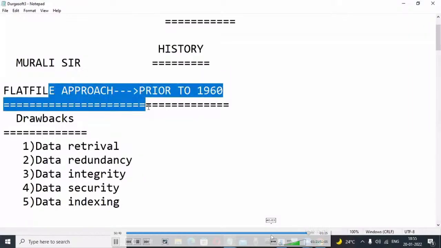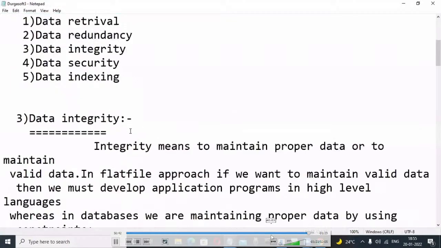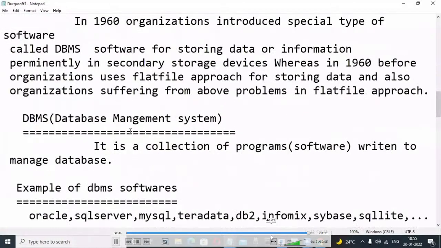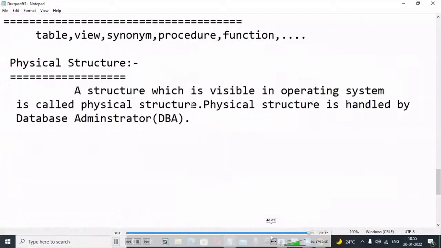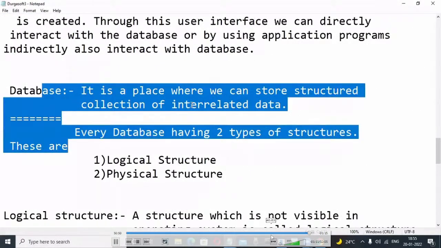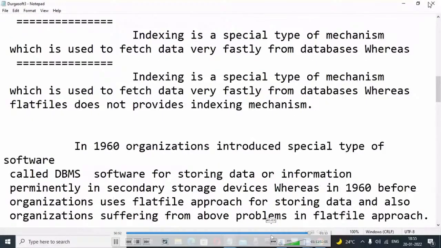In the olden days, the flat file approach was there. What are the drawbacks, we will learn in the middle of the course. Then what is a database? What are DBMS and RDBMS, and what are the differences? These are all things we are learning on one of these days.